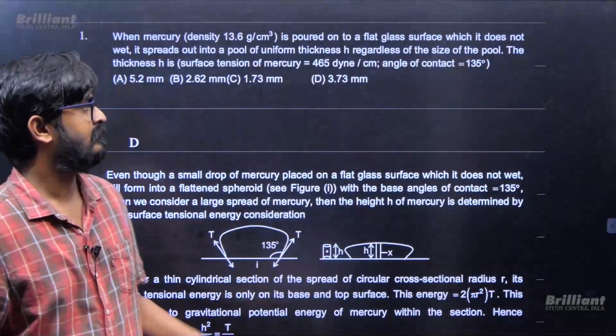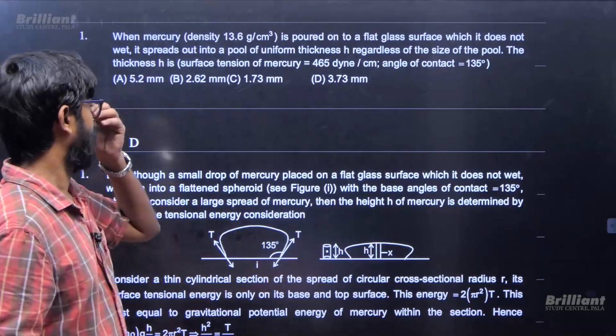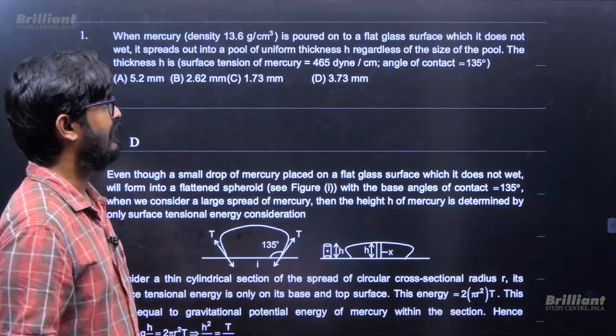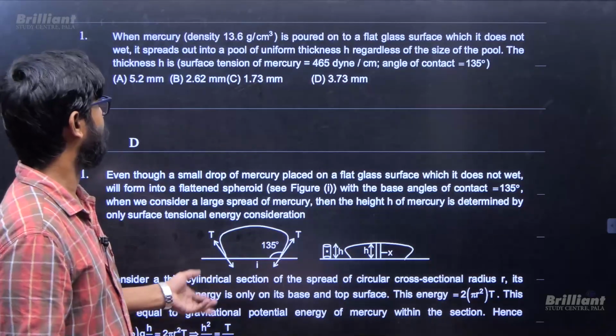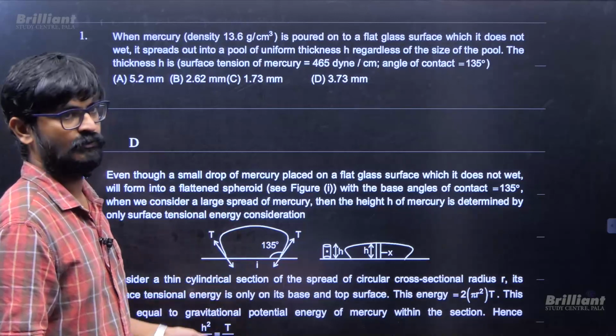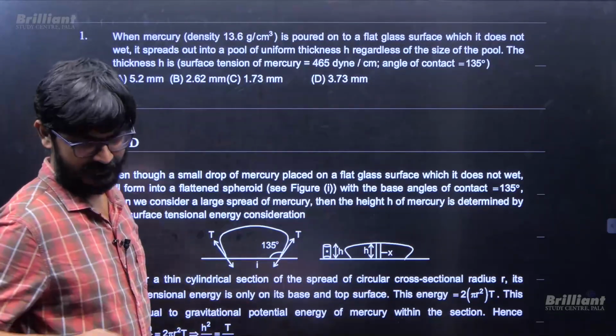Hi kids, now we'll be looking into this question from your revision package. Anyway, you can read the question. The question says there is some liquid poured onto a flat glass surface which does not wet, and it spreads out into a pool of uniform thickness regardless of the size of the pool. The thickness is... So basically I'll be solving without values.